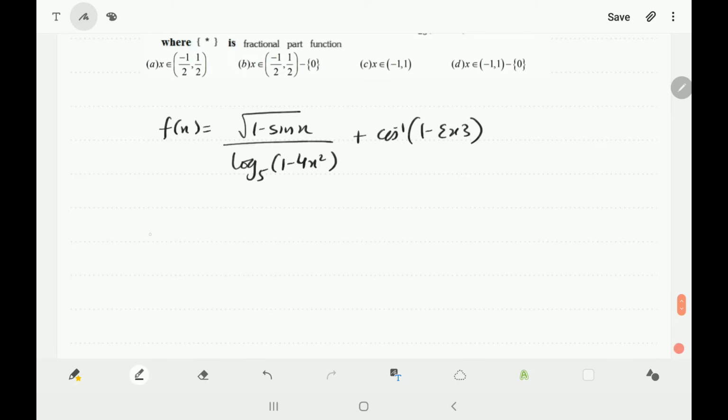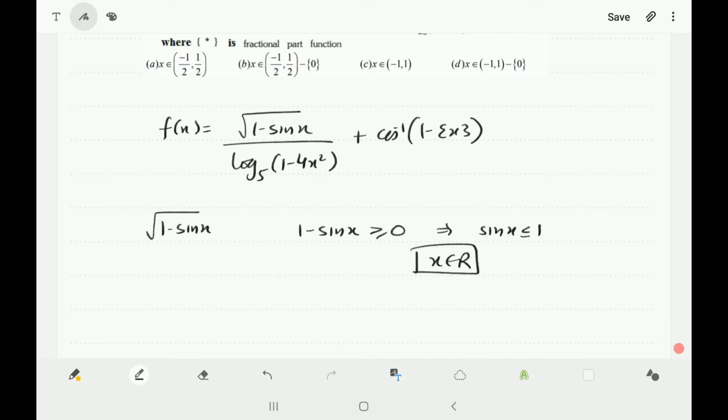For under root of 1 minus sin x to be defined, we have to apply the condition that 1 minus sin x should be greater than or equal to 0. This means sin x should be less than or equal to 1, which is always true, and hence x belongs to R will be the answer for this particular condition. Is it okay? 1 minus sin x should be greater than or equal to 0 because it is coming inside the under root, and from that we got sin x is less than or equal to 1, which is always true.